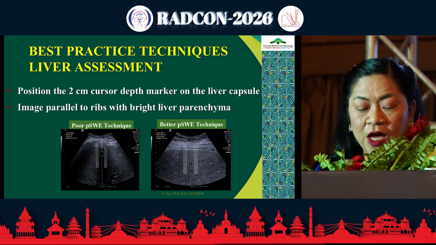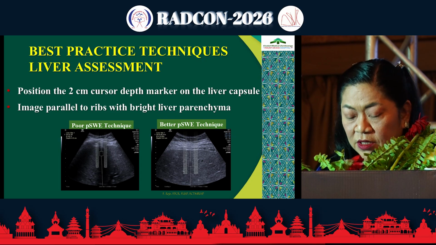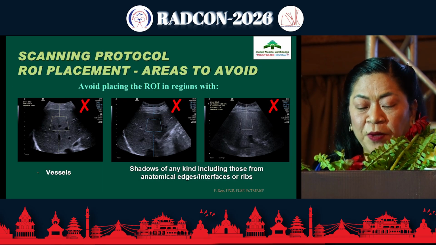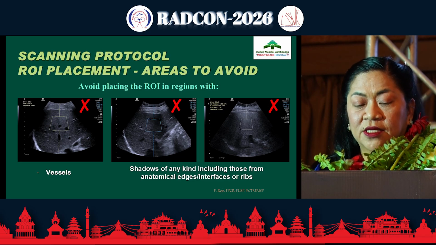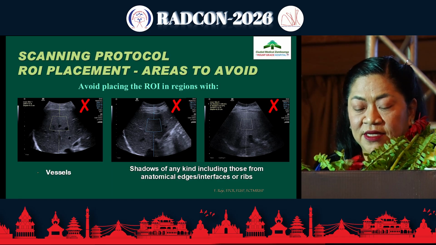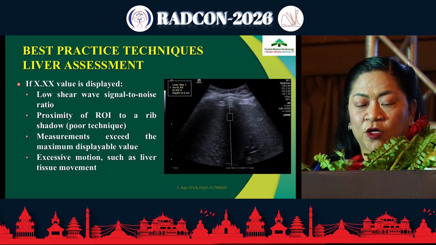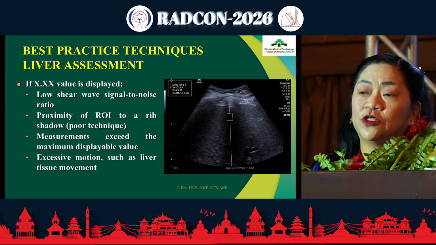And stay away also from the gallbladder and blurry images. So you place the ROIs, avoiding large vessels, bile ducts, and masses. And if you get the XXX, that means you didn't get a good value, so you just have to repeat it.